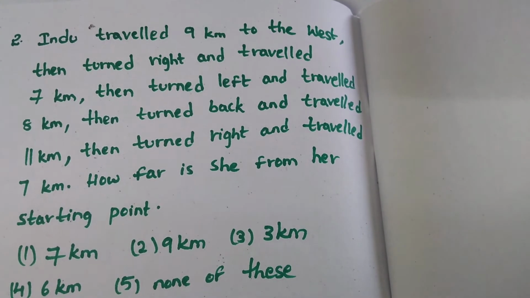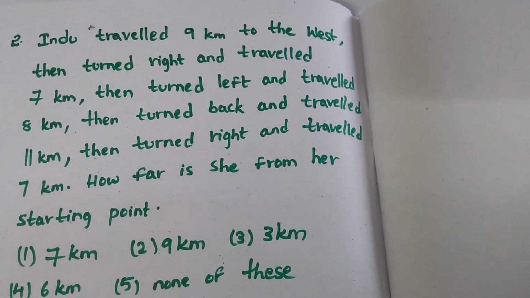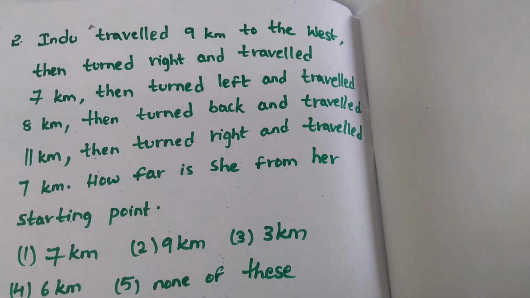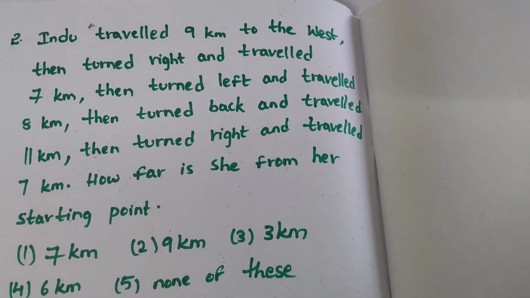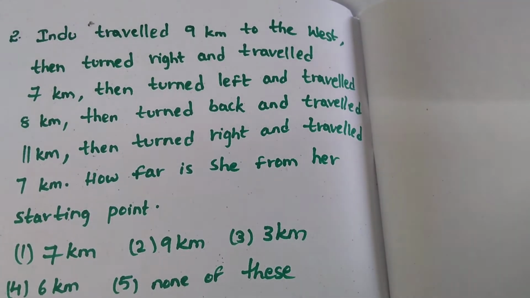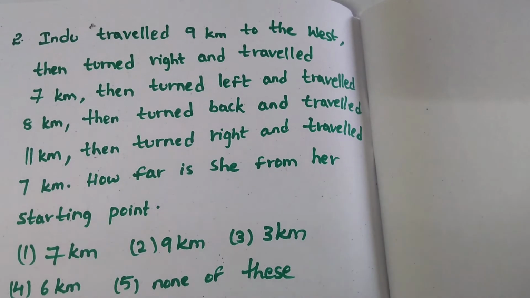Indu traveled 9 kilometers to the west. Then she turned right and traveled 7 kilometers. Then turned left and traveled 8 kilometers. Then turned back and traveled 11 kilometers. Then turned right and traveled 7 kilometers. How far is she from her starting point?